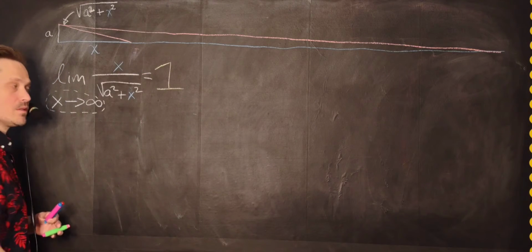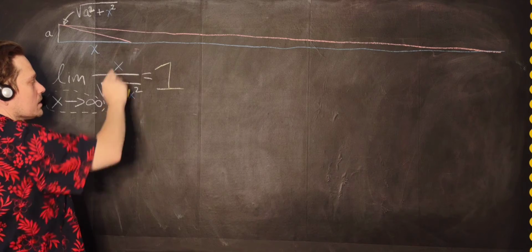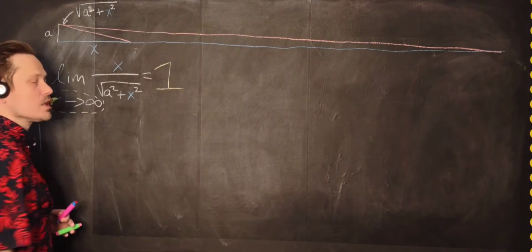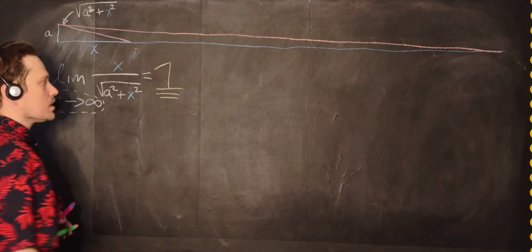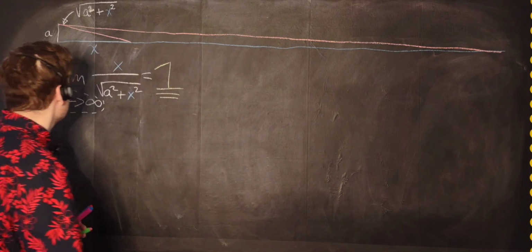Why? Think about this. This just says the ratio of the blue leg, so the horizontal leg, to the length of the hypotenuse. But now, because they're both so long, they're about the same length, which means when you divide the length of one into the other, the ratio is 1 unit. That's all. So it's equal to 1.